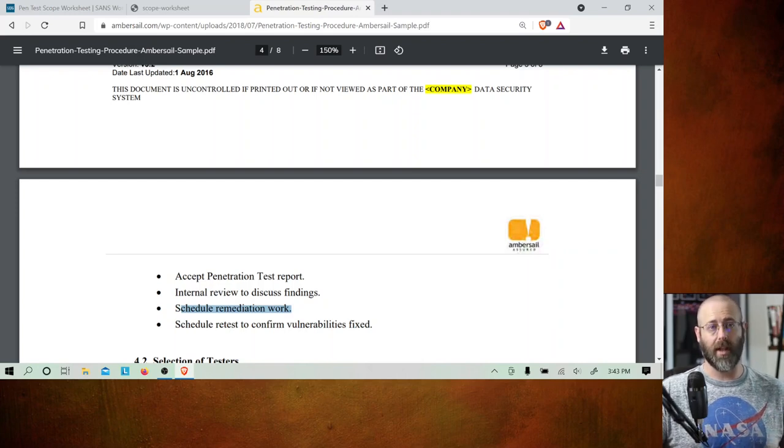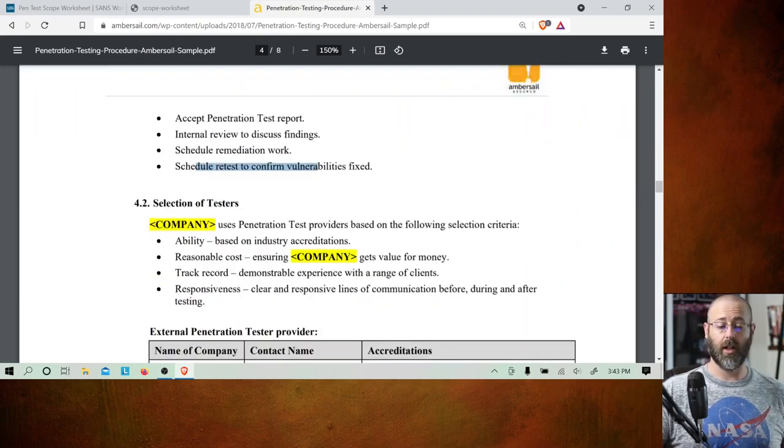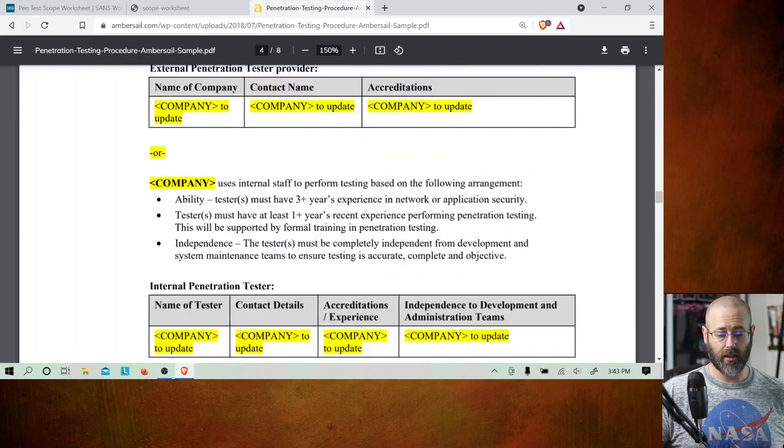Okay, you found problems. Now fix them for us. Show us how that was wrong and how we can do better. And then schedule a retest, right? To confirm that all those things were done. Whew, lots of stuff in here.